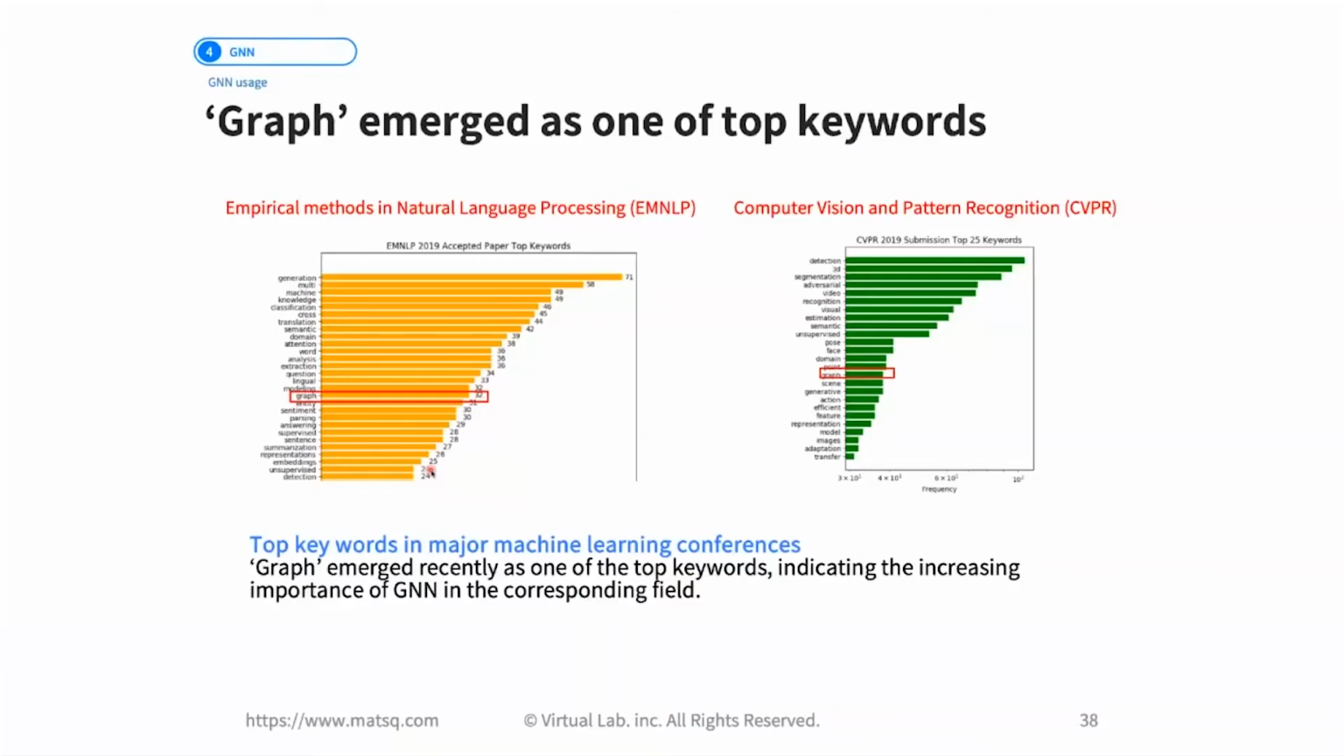There are two main conferences in machine learning, very big conferences. One of these is NeurIPS and one is CVPR. Recently, the word graph began to appear among the top keywords, okay? This means that GNN has become increasingly important in the field of machine learning.